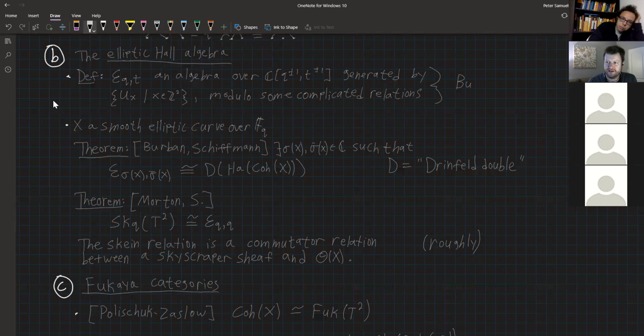Bourbon and Schiffman defined what they called the elliptic Hall algebra. And they defined it by hand. So it has some generators, u sub x, x in Z squared.